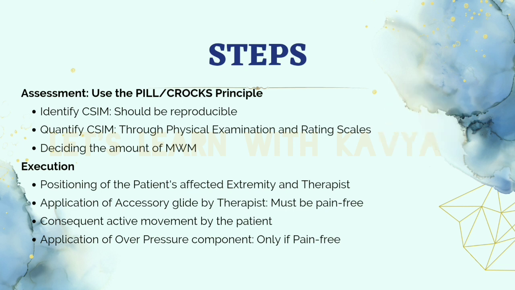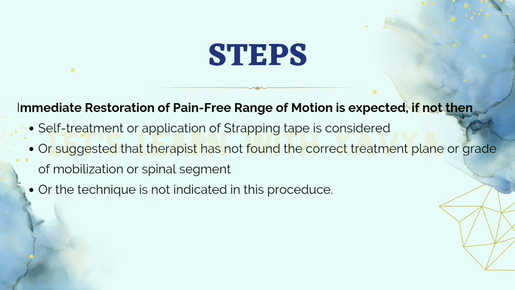During execution or treatment, position the patient's affected extremity and therapist. Application of accessory glide by the therapist must be pain-free. Consequent active movement by the patient and application of overpressure component only if pain-free. Following treatment, immediate restoration of pain-free range of motion is expected. If not, then self-treatment or application of strapping tape is considered, or it is suggested that the therapist has not found the correct treatment plane or grade of mobilization or spinal segment, or the technique is not indicated in this procedure.